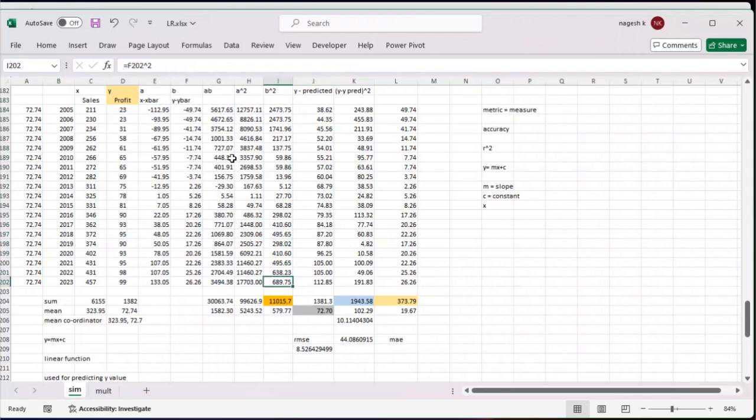So this is somewhat okay. The accuracy indicates it's not very far, and it keeps on changing. If you see this, the predicted value for this one is 112. Using this value, it is 133. This is the actual value. Sorry, it is 99 here.